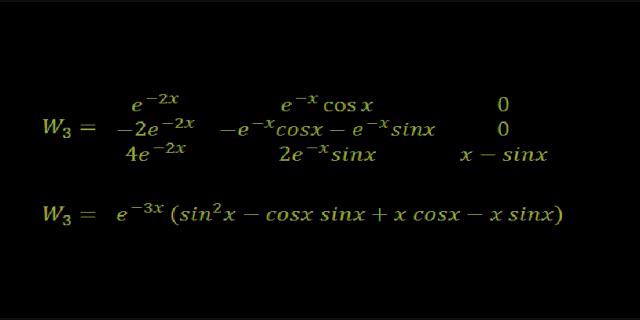Here we take our W3 by substituting column 3 by column 4 from W's matrix. Evaluating the 3 by 3 matrix gives us the W3.